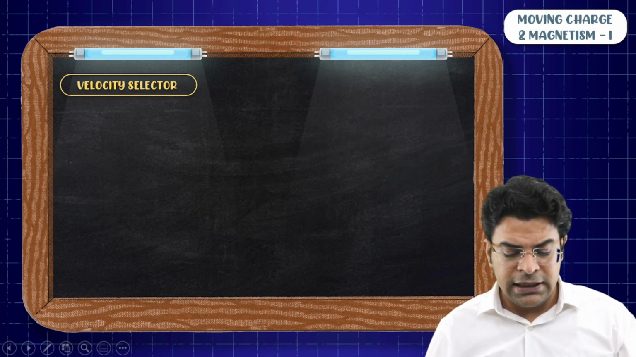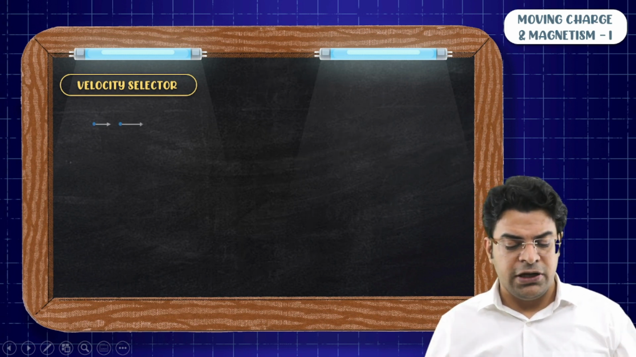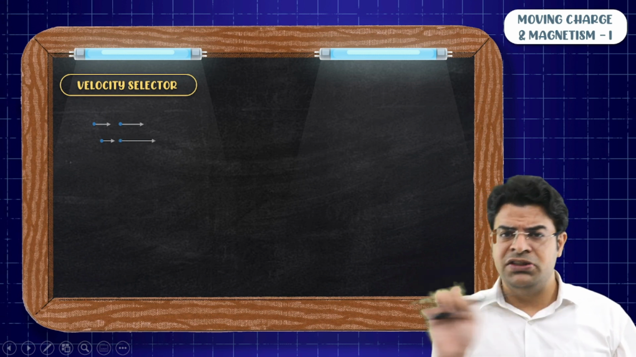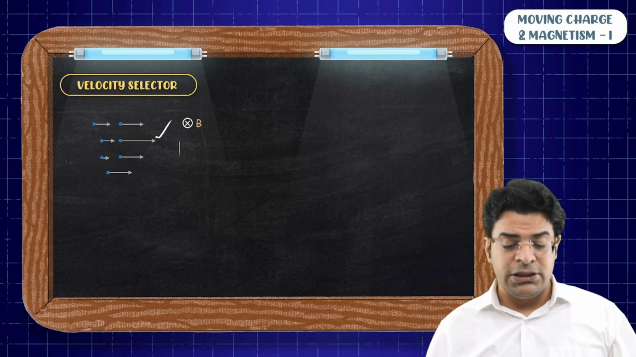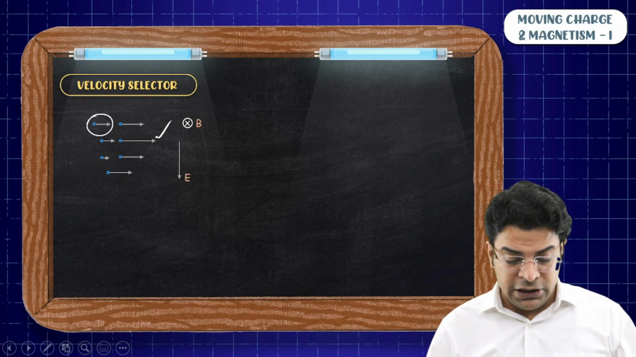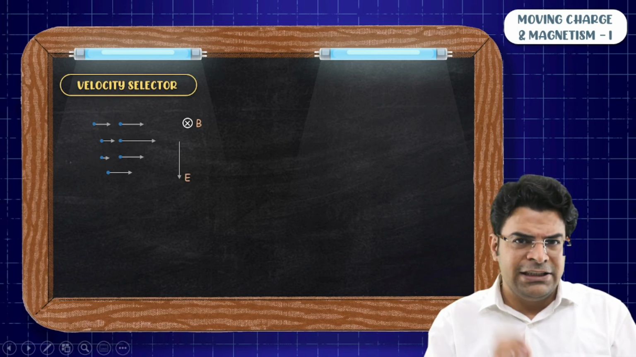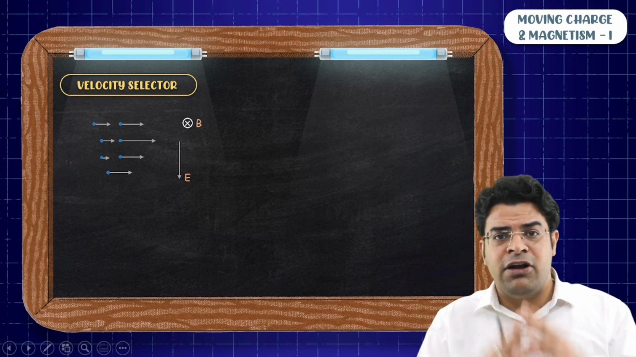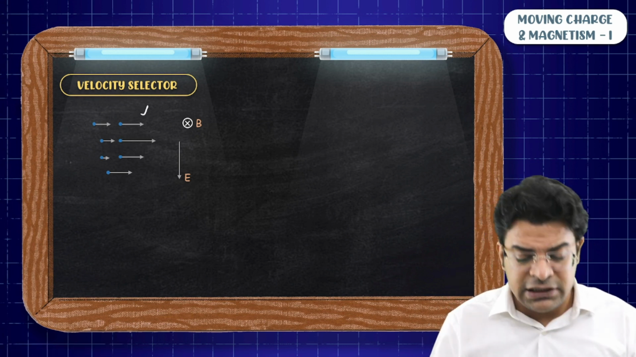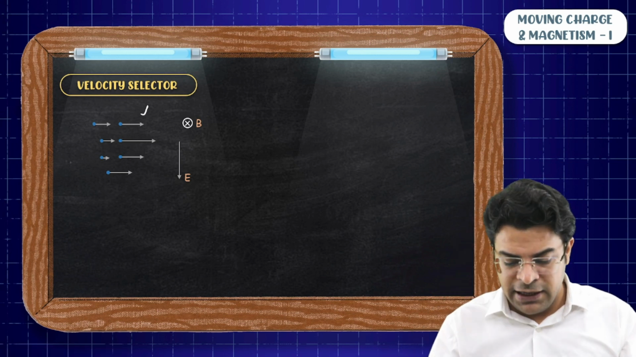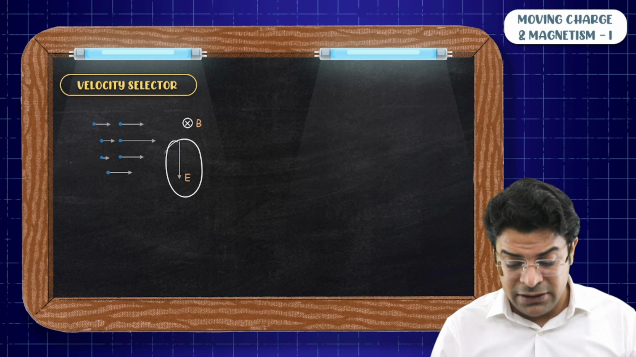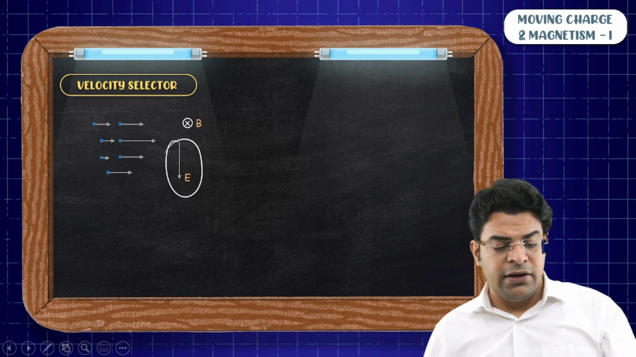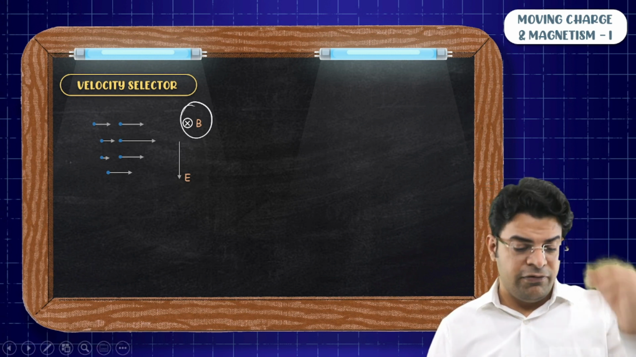How? Let's say here you have got multiple charged particles and all these charged particles are moving with different speeds. Some of them have high speed, some of them have low speed, some of them have got very less speed. The arrowhead represents their velocity. And these are placed in mutually perpendicular magnetic field and electric field, whose value we can easily set.